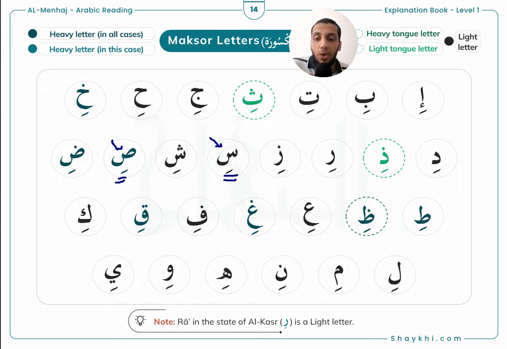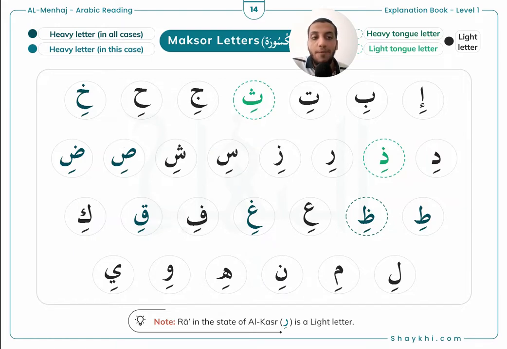Also, one of the differences between these two letters is heaviness and lightness. Qi, ki, heavy and light.